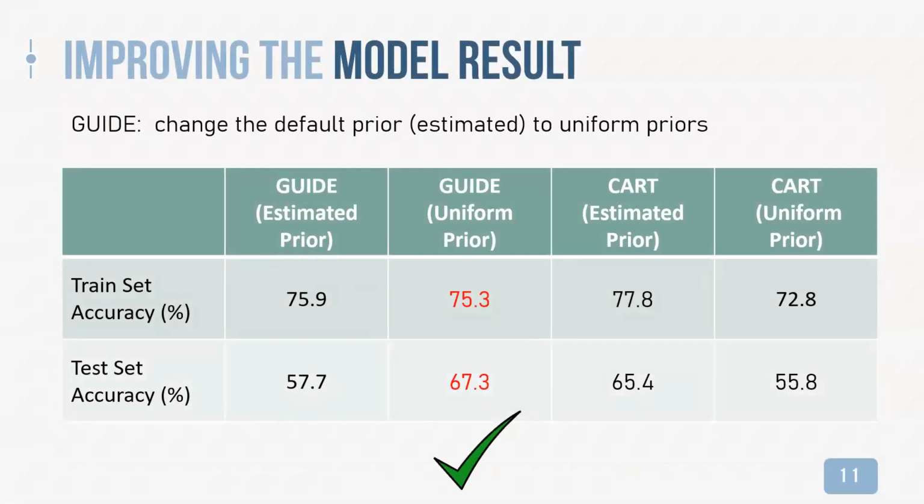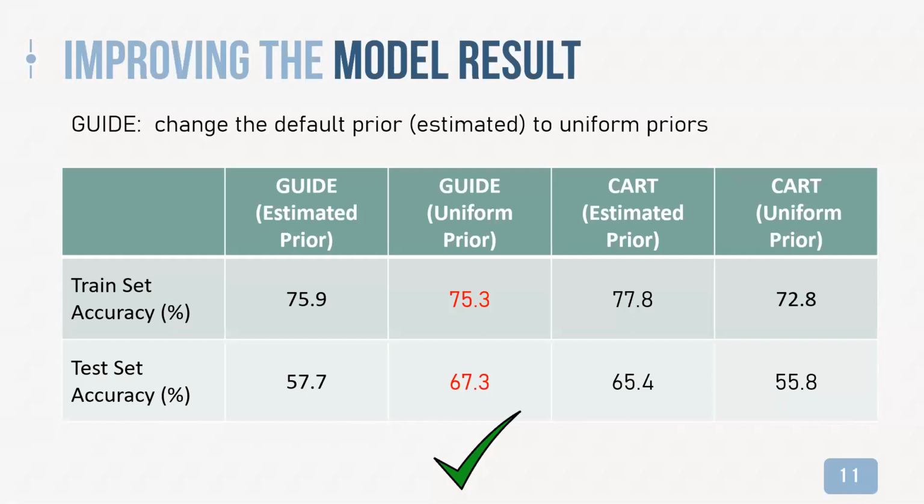Okay, thank you, Sikim. So next, we'll talk about how we improve the model result. There are multiple ways that we can do it. First, we can tune the hyperparameters and others. Among the hyperparameters, there are the minimum split or the maximum depth, but for this presentation, we are not tuning them. We just showcase the first very simple case of changing the prior. You can use an estimated prior or a uniform prior before you start to fit any data. CART by default will use the estimated prior, and GUIDE by default also uses the estimated prior.